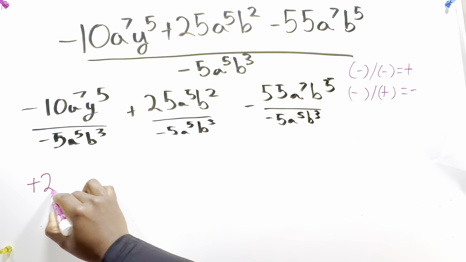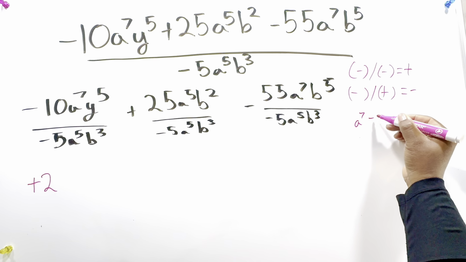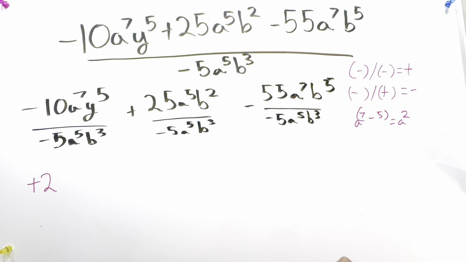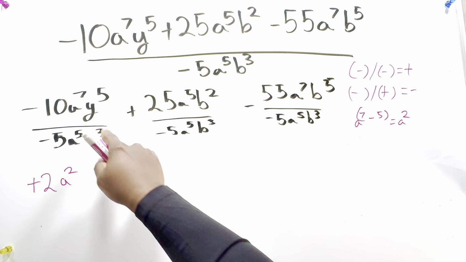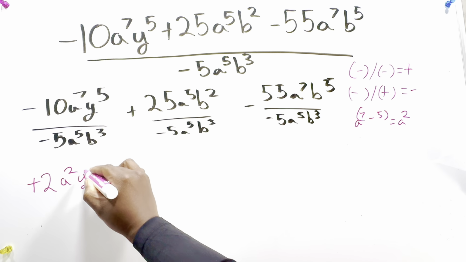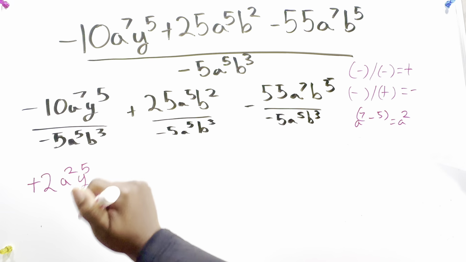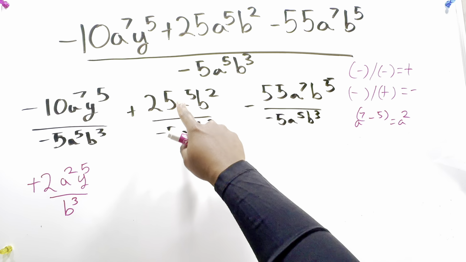Now here's where we get to the tricky part, the exponents. We have a to the 7th over a to the 5th. Whenever we're dividing these exponents, we're supposed to subtract. We do 7 minus 5, that will give us 2, making it a to the 2nd power. Then we have y to the 5th. Notice we don't have y to the 5th on the bottom. It's just like saying y to the 5th divided by 1. You would just be left with y to the 5th. So now we have b to the 3rd. We can just leave it as is because we don't have a b on the top.